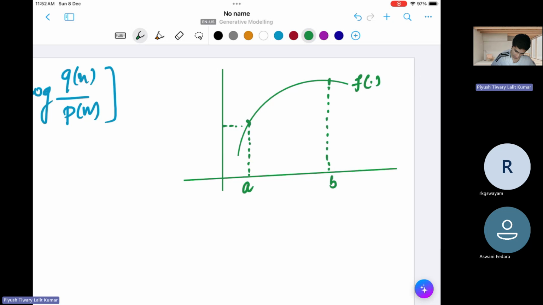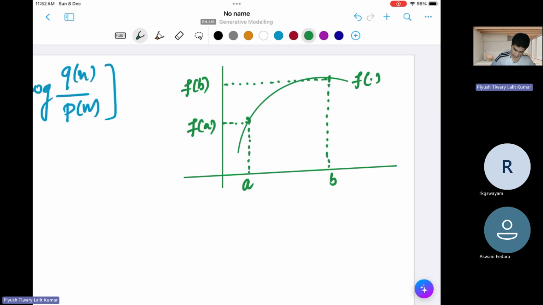Correspondingly you have f(A), and similarly you have f(B). Now let us consider a middle point here, which is (A+B)/2, the point exactly in the middle of A and B. Now let us just connect these two points on the curve.